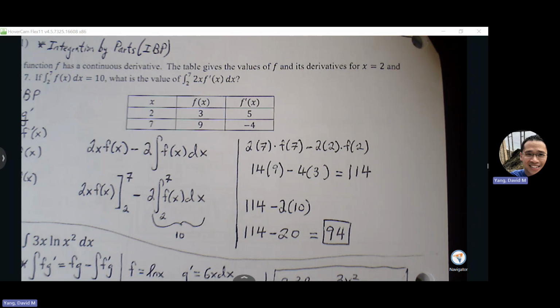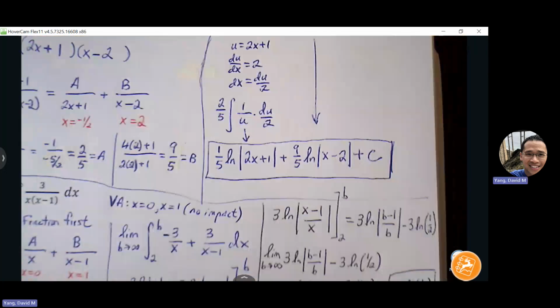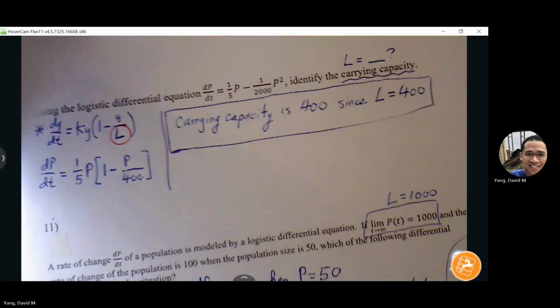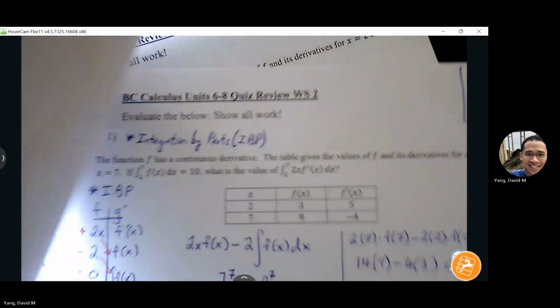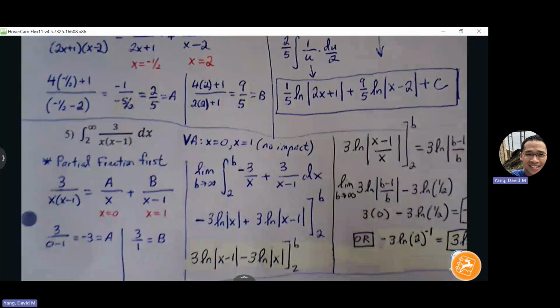Okay, let me walk through number 5. Sorry, the key is wrong. Thanks for catching. 5 on worksheet 2.